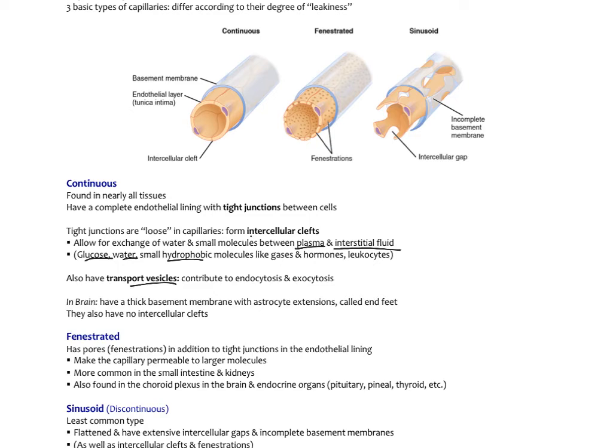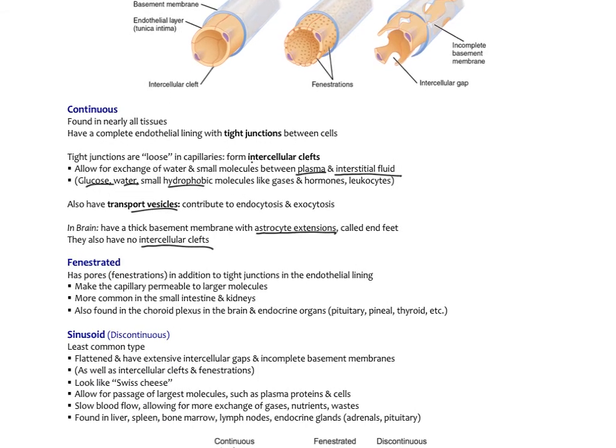In the brain, I mentioned the basement membrane around the continuous capillaries is the thickest, and there are also astrocyte extensions, those end feet that wrap around the capillaries, and that's going to help form the blood-brain barrier. Also, importantly, in the brain there are no intercellular clefts, so that gives an additional barrier there.